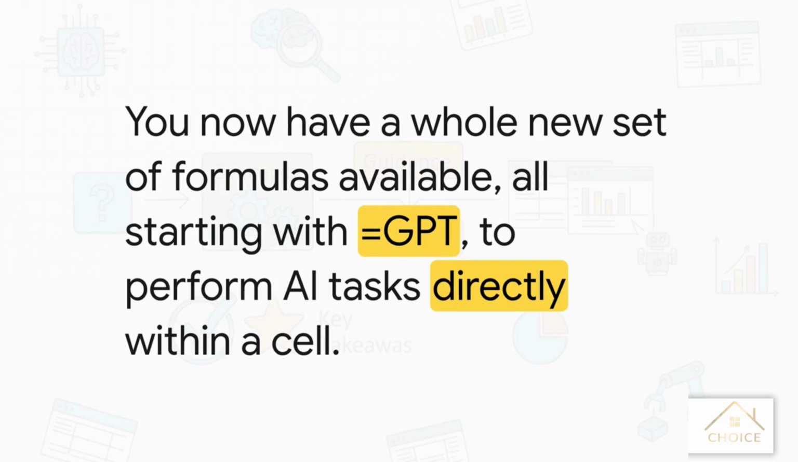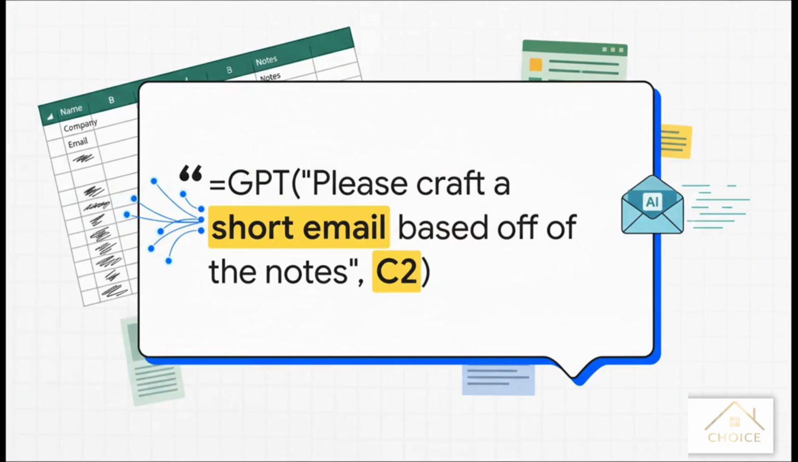You now have a whole new set of functions right inside Excel, and they all start with equals GPT. This means you can command an AI just like you'd use any other formula, like sum or average. And this shows you just how powerful that can be. Imagine you have a column of notes for different sales leads. With just a single formula, you can ask the AI to draft a short, personalized email for you by referencing the notes in the cell right next to it, in this case, cell C2.